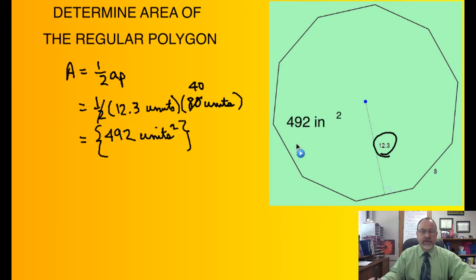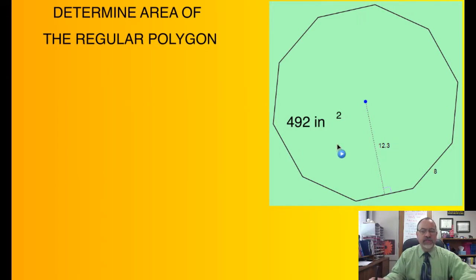We'll check our answer. We have 492. I have inches squared here, but they don't give me the inches. So, okay, again, the formula is fairly simple. We just need to go to the figure and then find the values that we need.